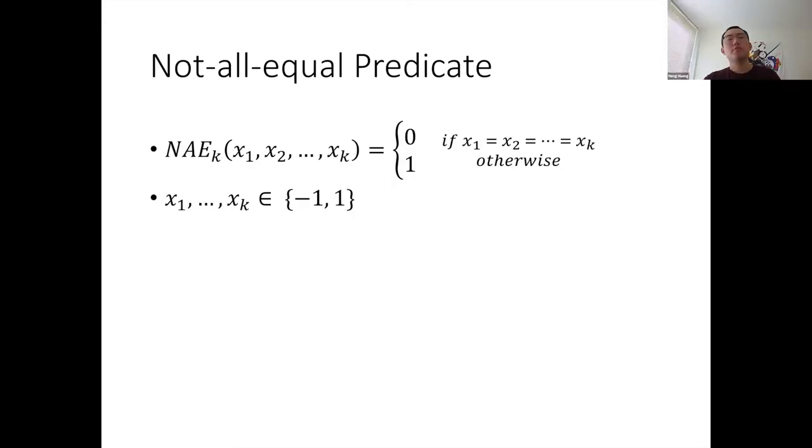We start by defining the not-all-equal predicate. As the name suggests, the NAE predicate evaluates to 1 when the inputs are not all equal, and it's 0 when the inputs are all equal. Here the input variables are Boolean variables, and we assume that they take values in {-1, 1}.